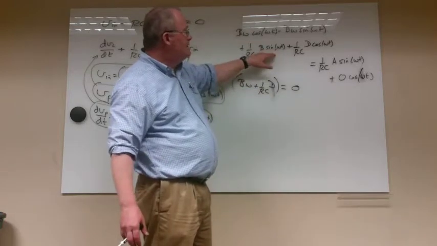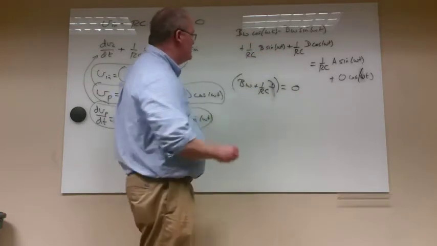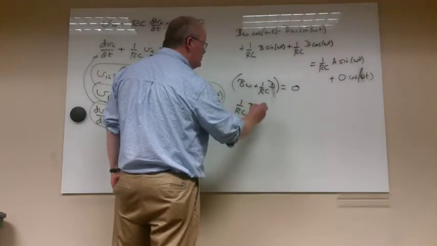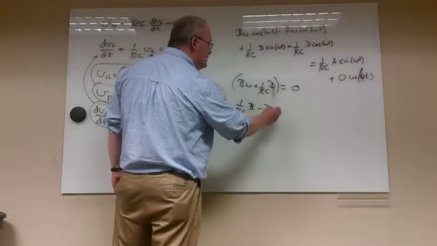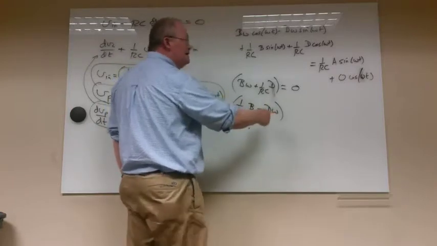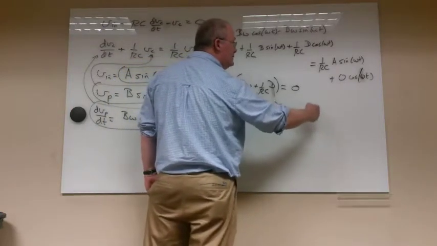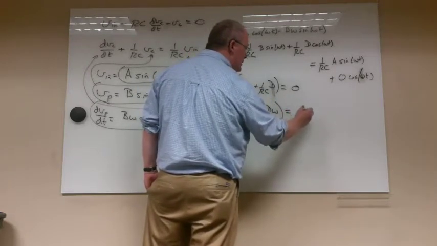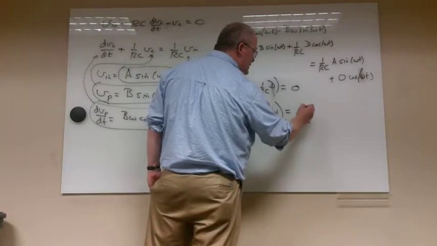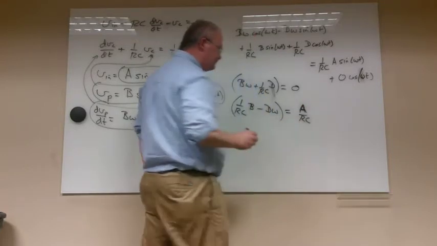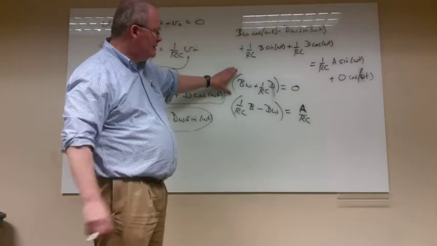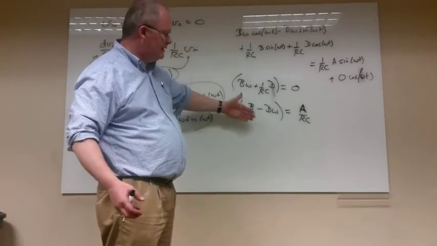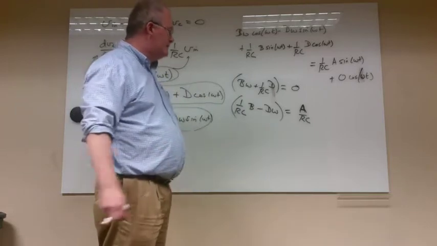Now I equate my sine terms. I have 1 over RC times b minus d omega, all times sine of omega t, is equal to 1 over RC times a sine of omega t. So in other words, that's equal to a over RC. So this is my cosine equation, this is my sine equation, and again I divide both sides by cosine in this case, sine in this case, and that just disappears.